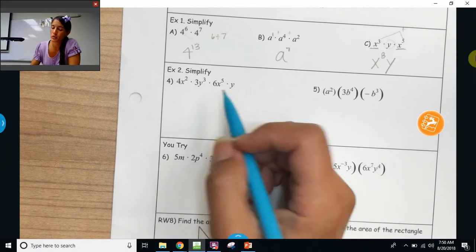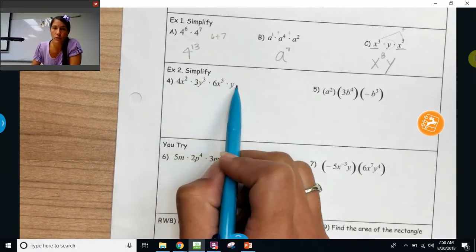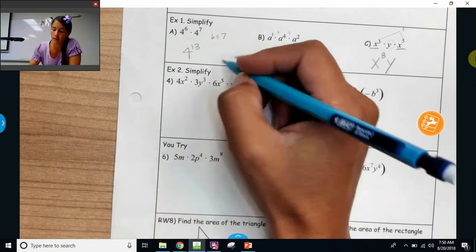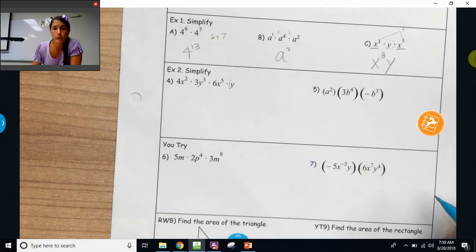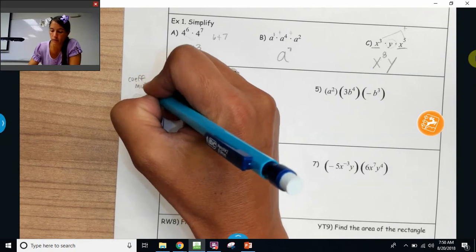All right, example 2, some more simplified. These are a little bit more complicated. So do you see these big numbers? These are called coefficients, 4, 3, 6, and then this has a 1. Those are called coefficients. If you have a coefficient, you're just going to multiply the coefficients.